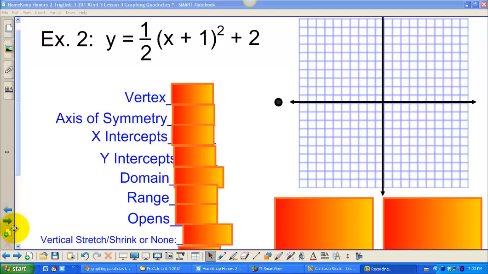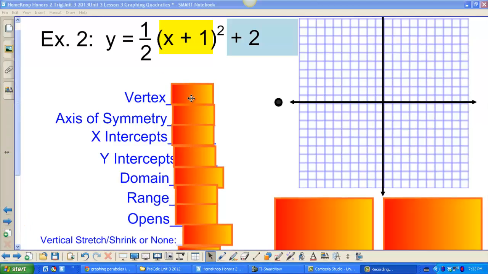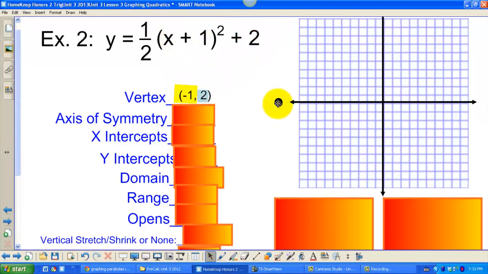Let's review vertex form. Vertex form is y equals 1/2 times the quantity x plus 1 squared plus 2. The reason vertex form is easy to graph is because the vertex is easily acquired by just looking at the equation. I take the opposite of what's on the inside and then the same as what's on the outside. So the vertex of this parabola is -1, 2.